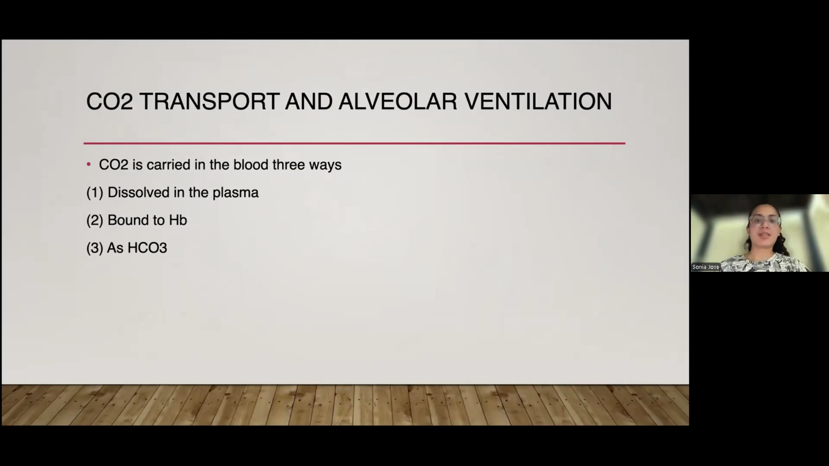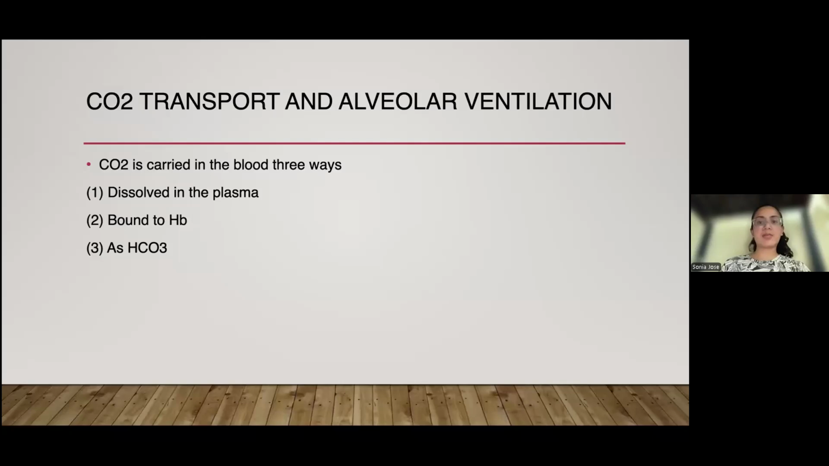CO2 transport and alveolar ventilation. So CO2 is carried in blood in three ways mainly. That is as dissolved in plasma, bound to HB, and as HCO3. When it enters the blood, some part of it is bound to HB, and for the most part, it combines with water molecules, and HCO3 minus and H plus are formed. So it is also carried as HCO3 minus.